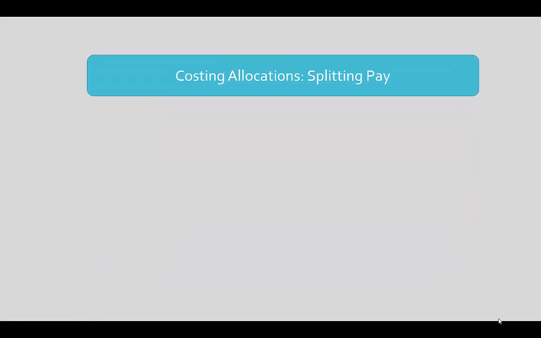In Workday, costing allocations are used for only one thing: splitting employees' pay between different work tags. If there is an existing filled position and all or part of it's being reassigned, the manager only needs to submit a costing allocation to ensure their pay is charged to the right work tags.